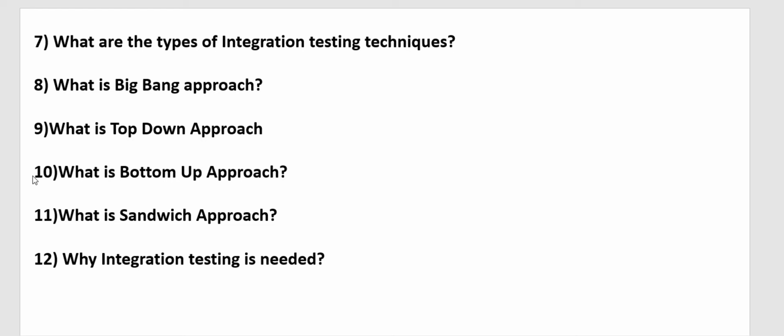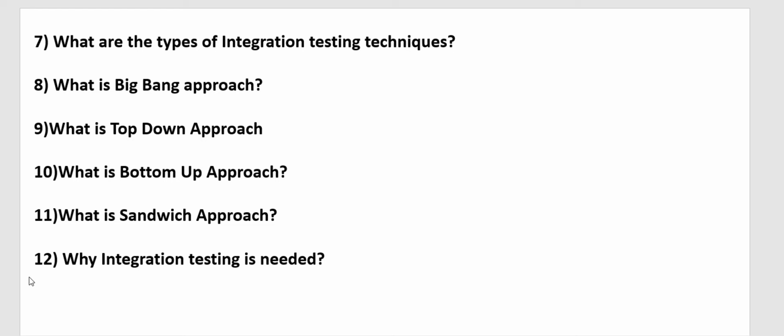What is bottom-up approach? As the name suggests again, in bottom-up approach testing takes place from bottom to top. It is in reverse order of the control flow or architecture. And components or systems are substituted by drivers. What is sandwich approach? Combination of top-down and bottom-up approach is sandwich approach.